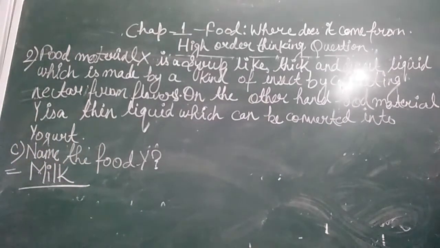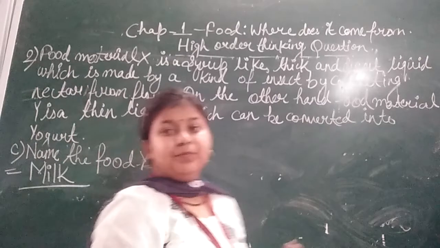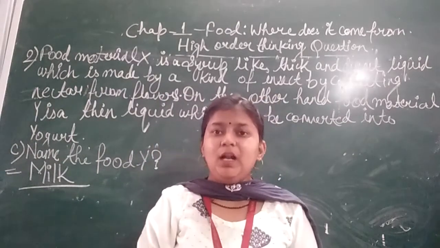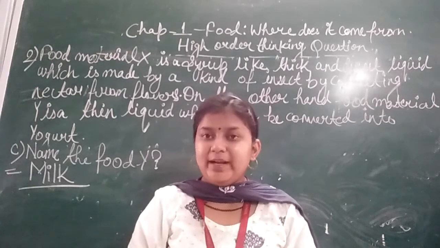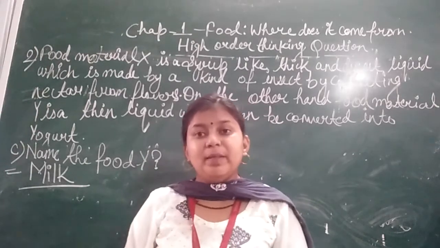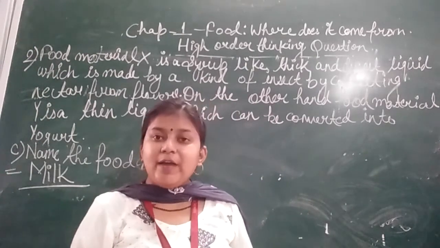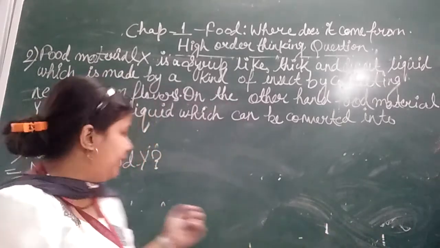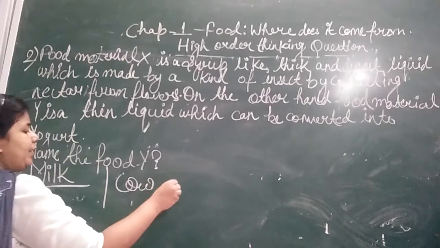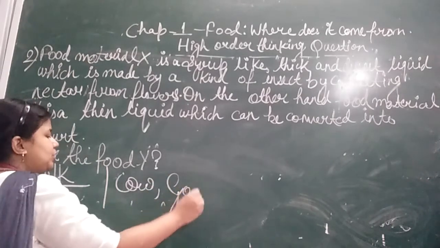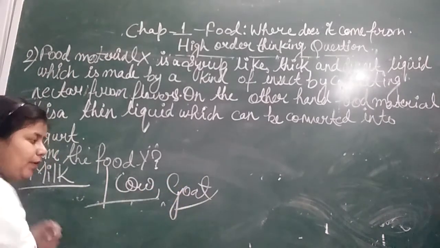Now the next question is, name two animals which provide us food Y. You have to tell the names of two animals which provide us food Y. We get food Y from cow and goat. You can write any other animal from which you think you get milk. Okay, cow and goat.